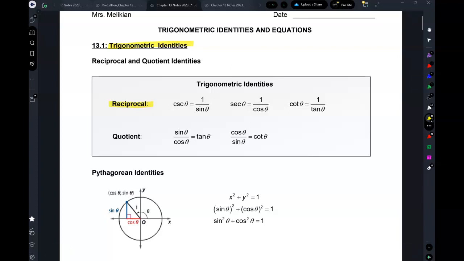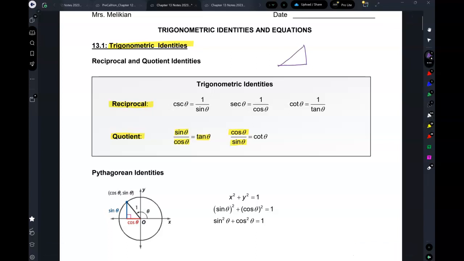There are many, many, many identities. The next one we're going to come across is the quotient identity. There are two of them. Basically, sine over cosine is equal to tangent. And then because cotangent is the reciprocal, it's cosine over sine. That's cotangent. So let's take a look at that.